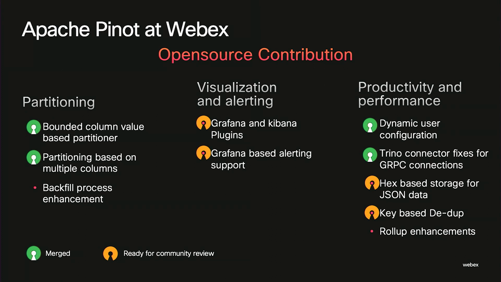Now, we are also heavily contributing to all the Pinot connectors. For the Trino connector, we are doing a lot of bug fixes on the new gRPC support that Pinot has added, so our queries can be really faster here. And the next one is the hex support that I already talked about. We leverage the JSON indexing that Pinot has, but at the same time we optimize the storage by hex. We are able to achieve about 90% compression by using the hex-based storage for JSON data.